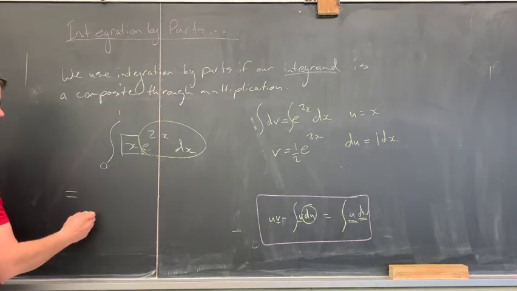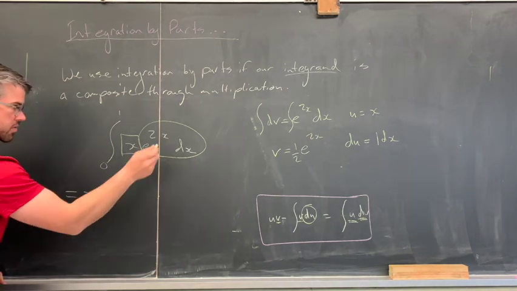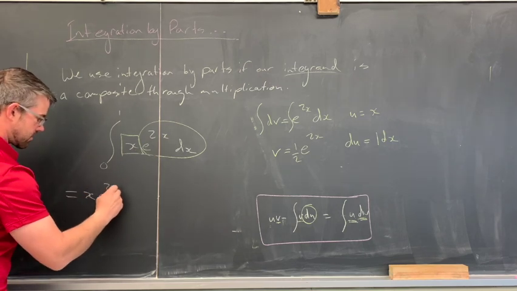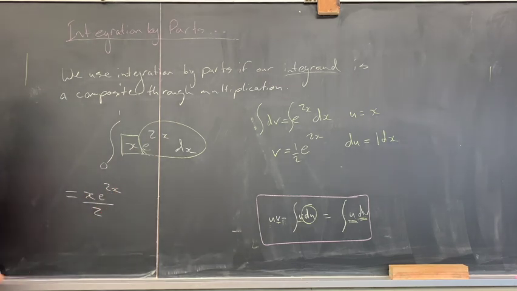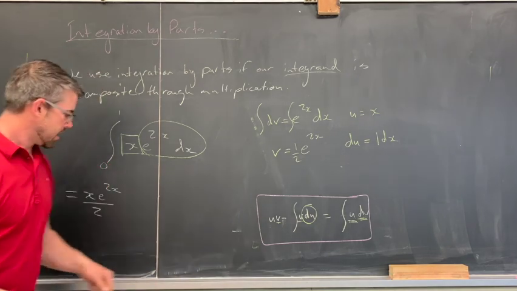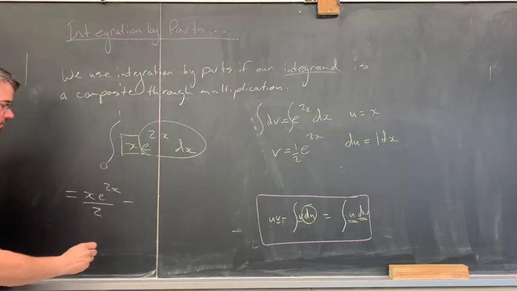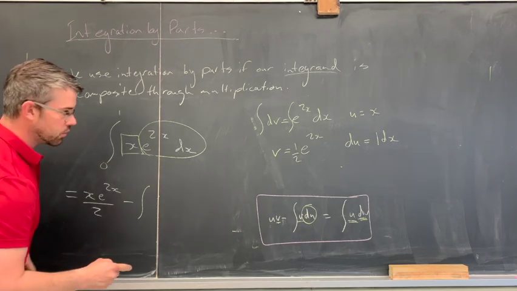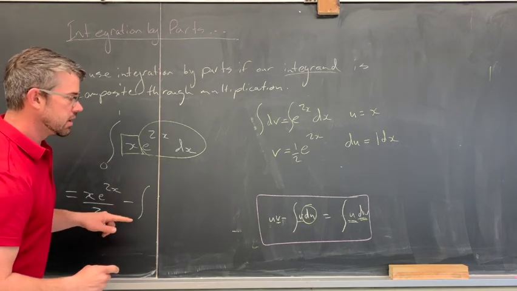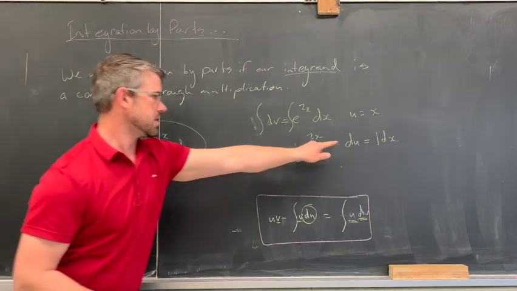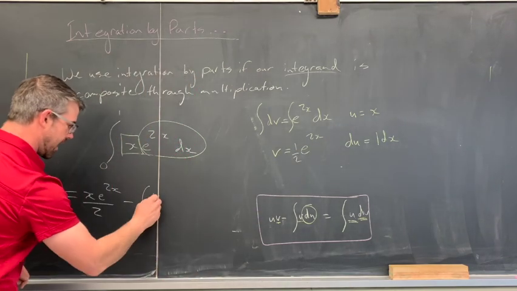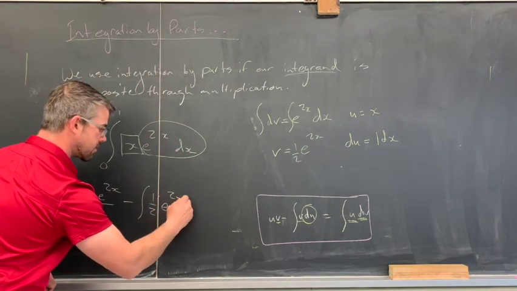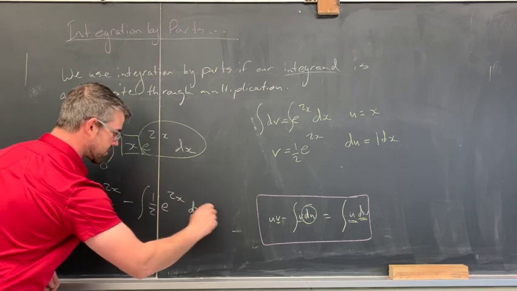So uv is just x times 1/2 e to the x. So I'll do x over 2. So that's the first expression. And I'm now going to subtract from this the integral of v du. And so the integral of v du is v, and du is just 1 dx. So I'll have 1/2 e to the 2x times 1 dx.